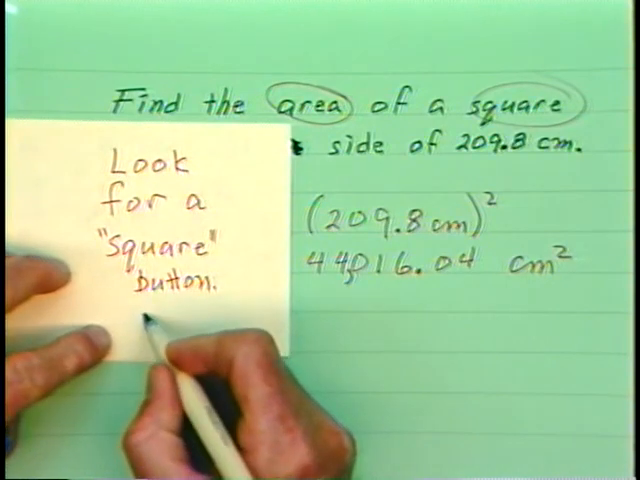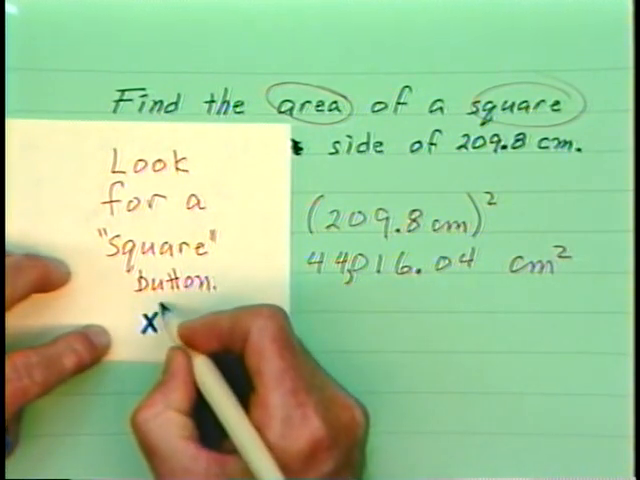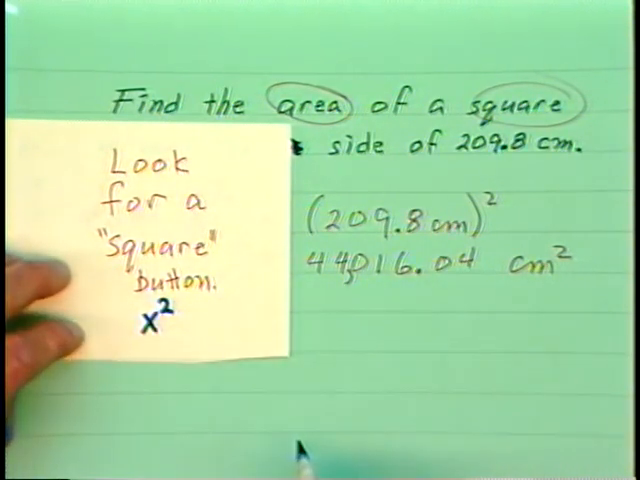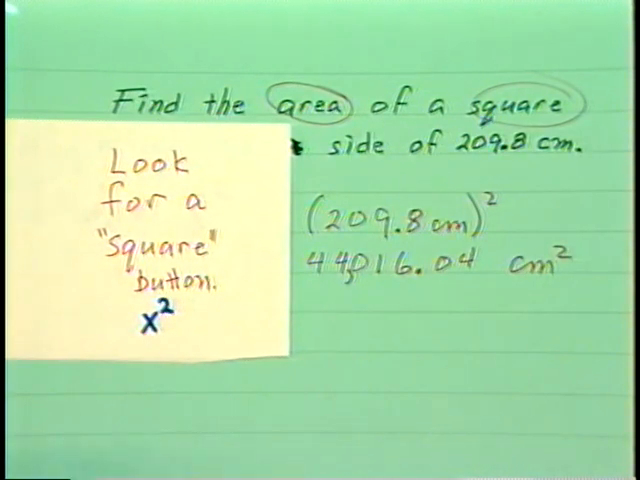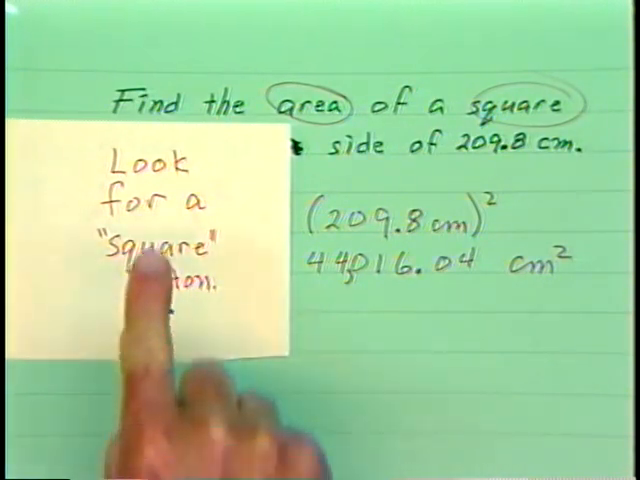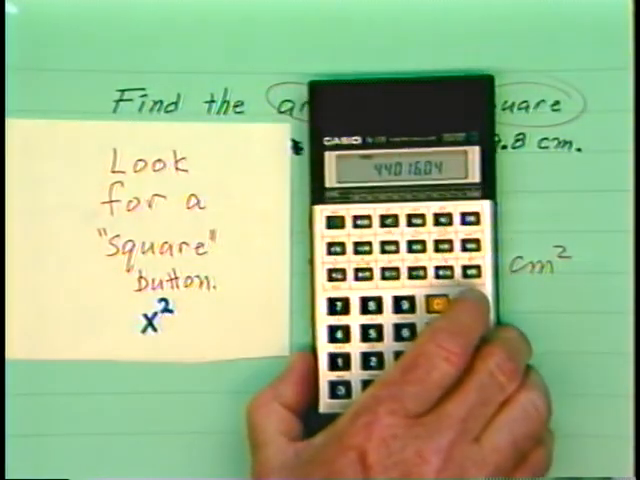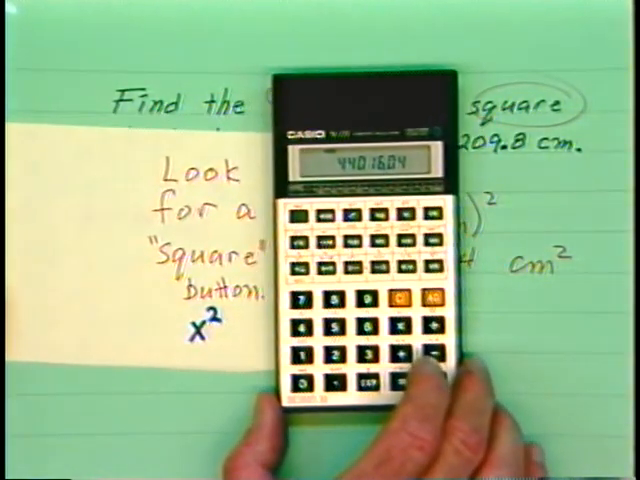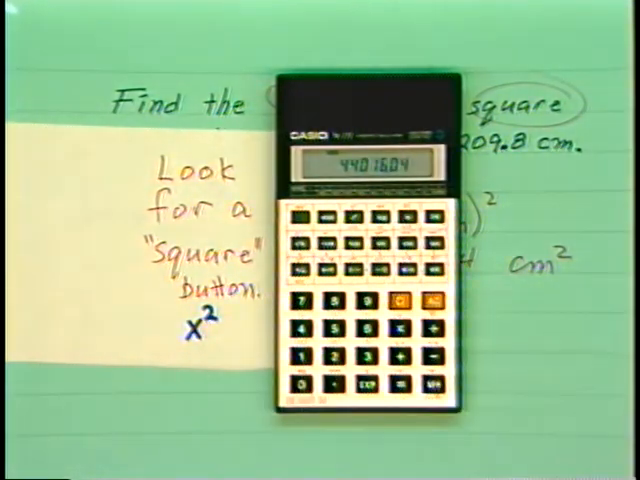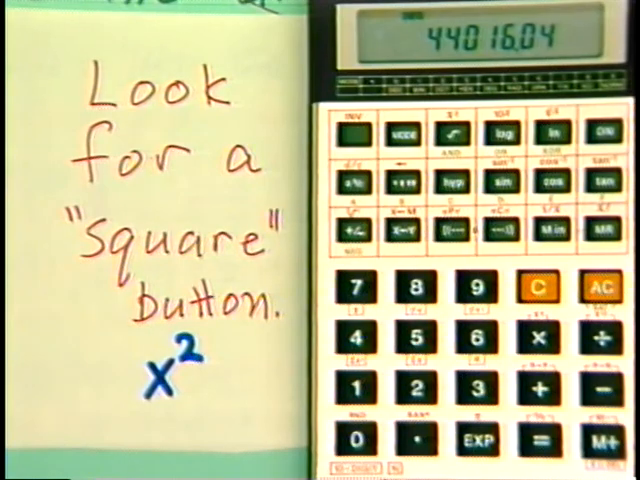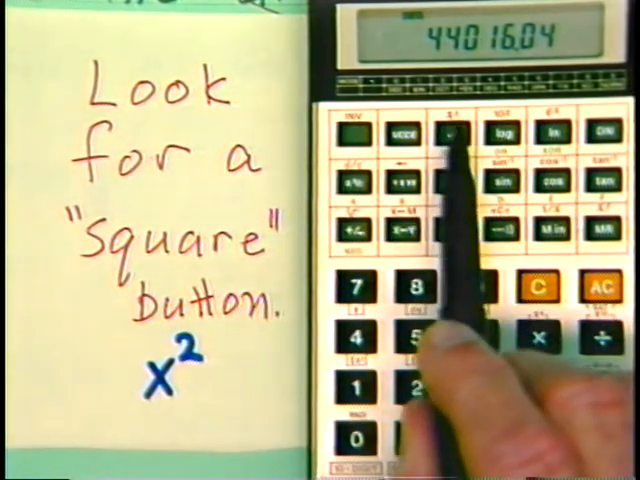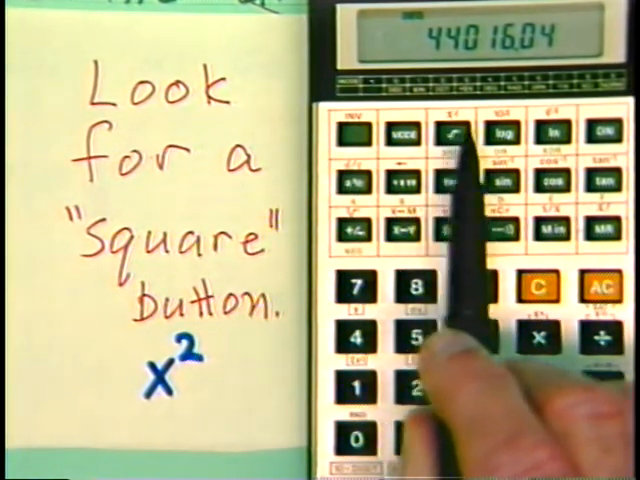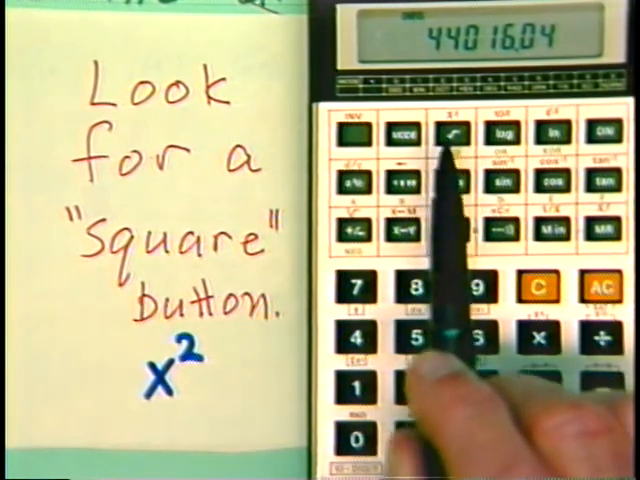Usually it's indicated by an X with an exponent of 2, either written right on the key or just above the key. So let's zoom in a little bit closer to this, and perhaps you will see the square key on this particular calculator. There, that's a bit closer. Now see, in this case, there's the x squared written above this square root key.